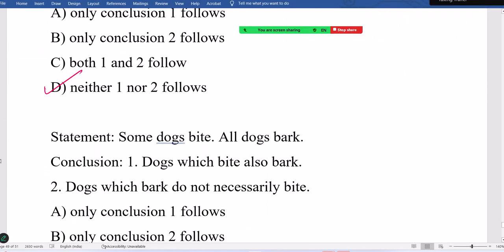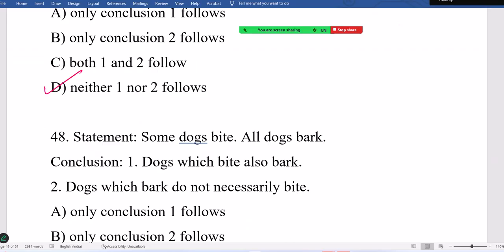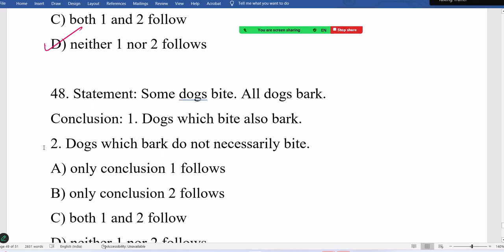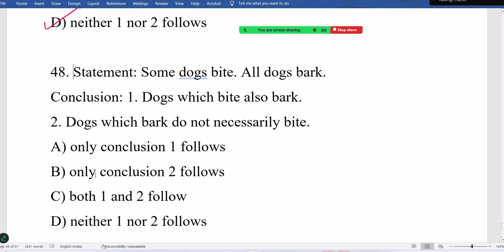48, 49, 50. With that we'll stop. So let's see about 48. Some dogs bite, all dogs bark. This is a very straightforward question. Some dogs bite, all dogs bark. If you want, you can draw a diagram. Some dogs bite. All dogs will bark.